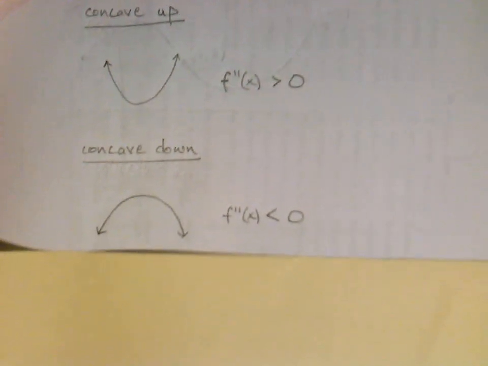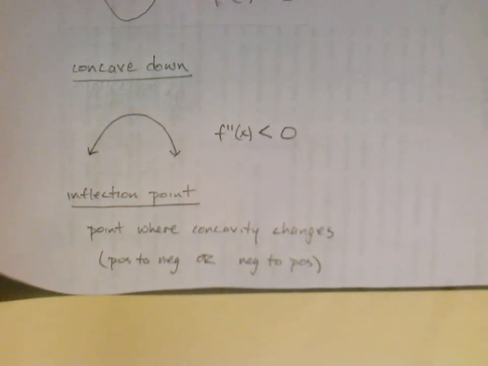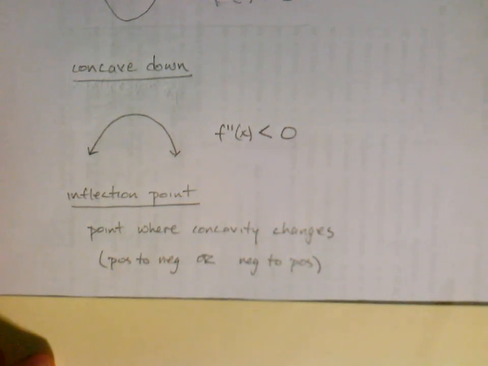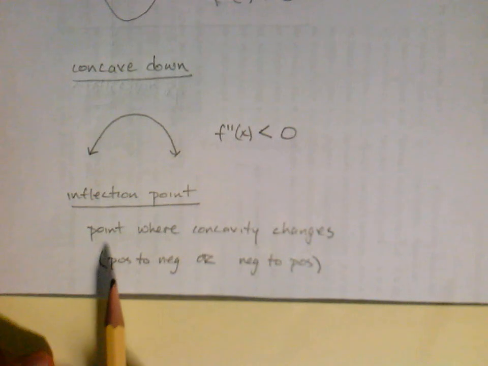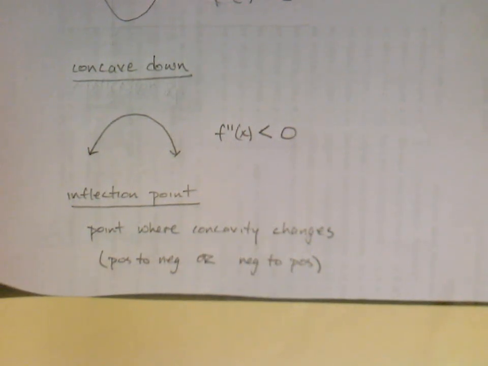We need to define the equivalent of the local max or local min. It's called the inflection point. I'll show you a graph of what this looks like also, but an inflection point is where the concavity changes. Either way, if the concavity goes from positive to negative or negative to positive, we call them all by the same name. They're all inflection points.